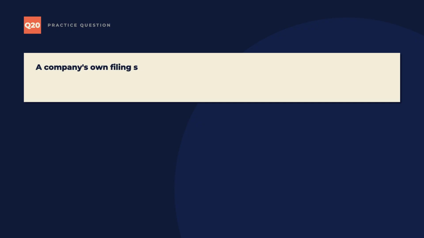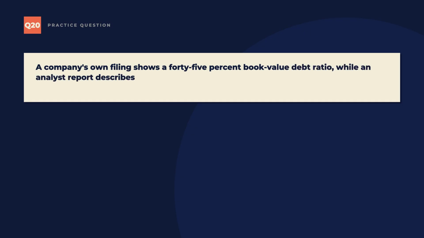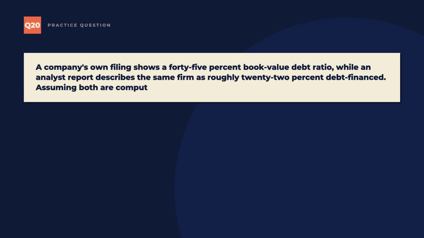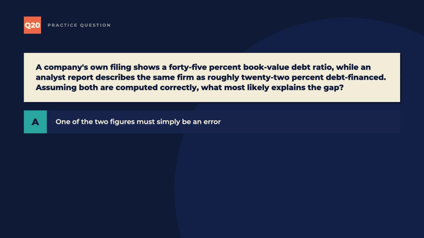Question 20. A company's own filing shows a 45% book value debt ratio, while an analyst report describes the same firm as roughly 22% debt financed. Assuming both are computed correctly, what most likely explains the gap? Your options are A. One of the two figures must simply be an error.